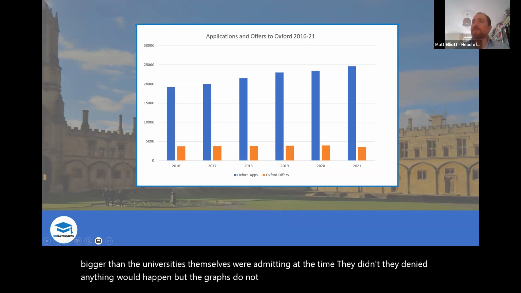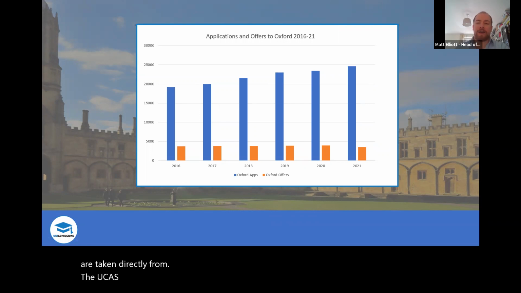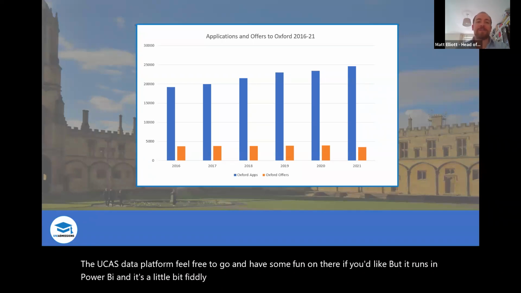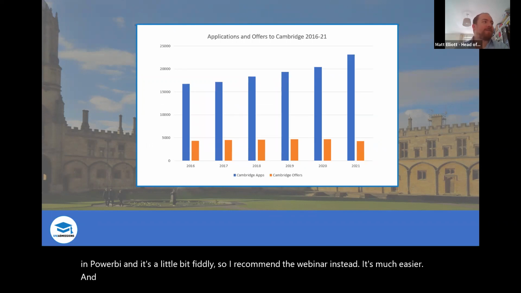All of these, if anyone's interested, are taken directly from the UCAT data platform. Feel free to go and have some fun on there if you like. But it runs in Power BI and it's a little bit fiddly. So I recommend the webinar instead, it's much easier. And we see the exact same pattern for Cambridge as well.